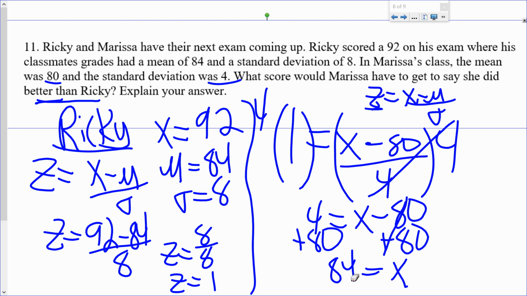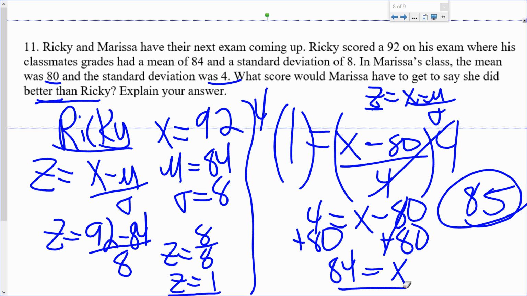So what would she have to get in order to do better than him? Assuming that there are no half points, she would need an 85. So this question was worded a little bit differently. You had to first find Ricky's z-score. In order to compare Marissa and Ricky, I need to know their z-scores. Ricky had a z-score of 1. So I found what Marissa would need to get in order to tie him, to also have a z-score of 1, by replacing the z with 1 and solving for x. And if she wants to do better, she's got to get at least 1 point better, at least an 85.